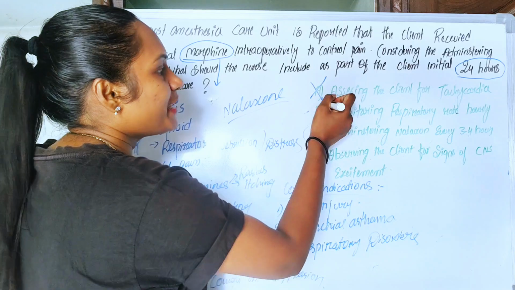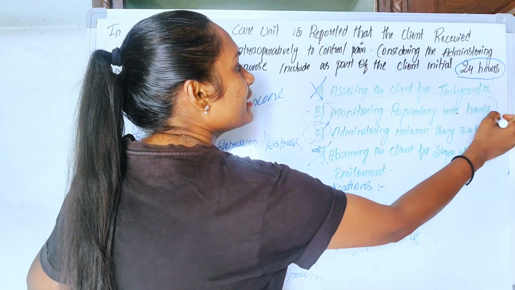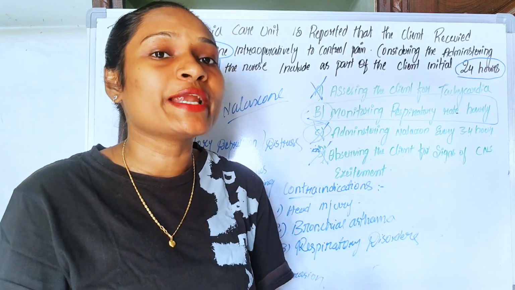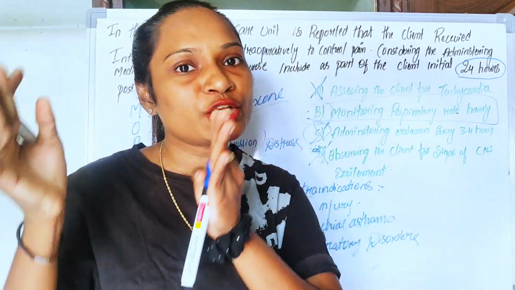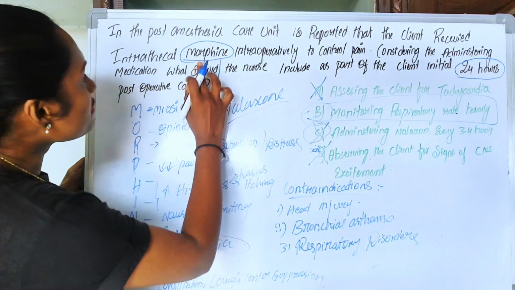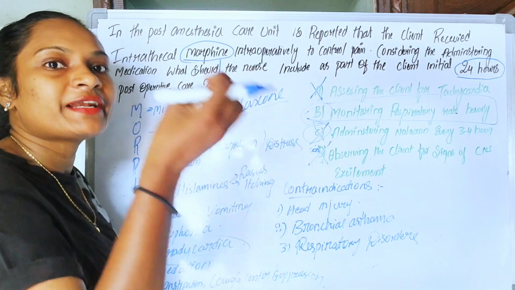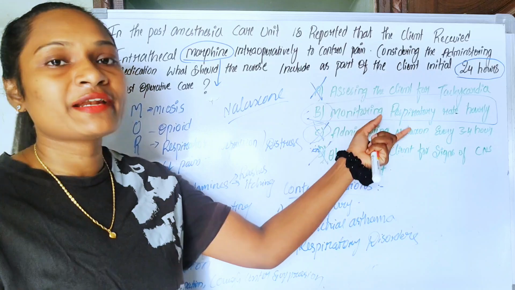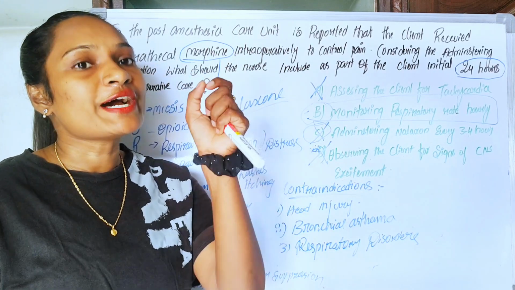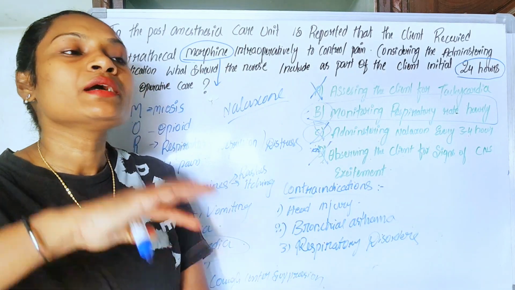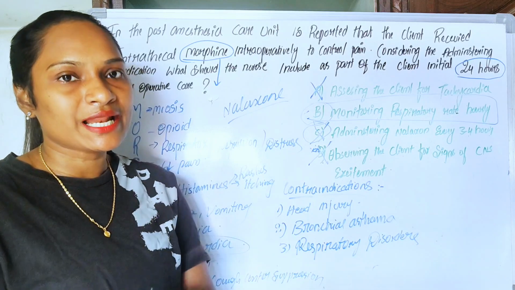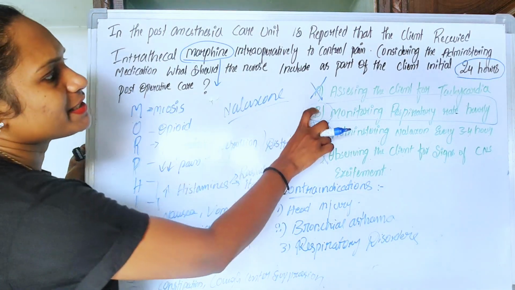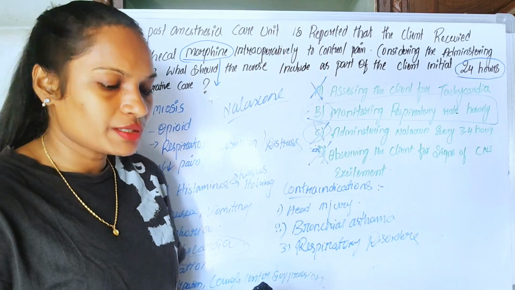Option B is the remaining one, so the answer here is option B. We need to monitor the respiratory rate hourly in the first 24 hours, because morphine causes respiratory depression. So we need to monitor the respiratory rate surely hourly in the first 24 hours, and afterwards continue checking according to hospital guidelines. So here the answer is B. Next, let's move on to the next question.